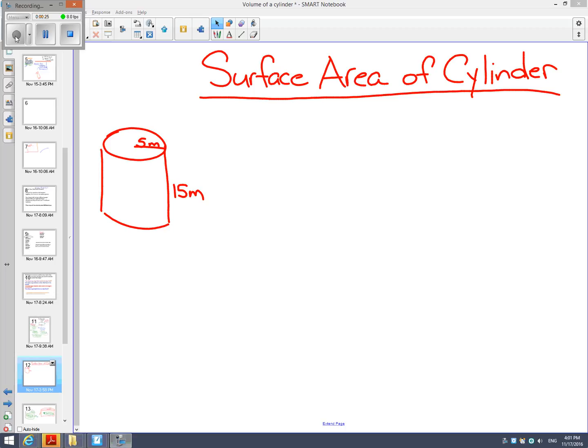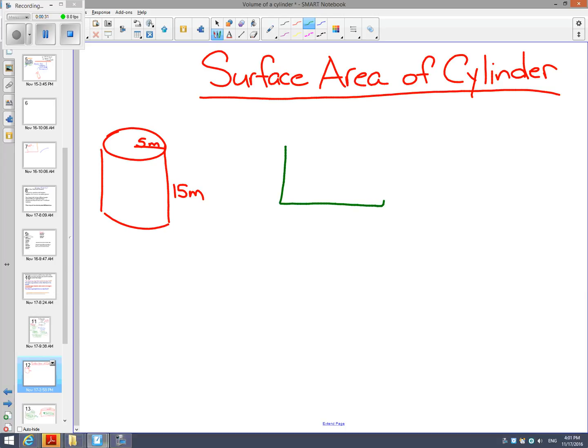The first thing we have to do is turn this into a net, so we're understanding all of the different shapes that are a part of this three-dimensional shape. If we do a net of a cylinder, and when we took it apart today, that's what it looks like. The next thing that's really important is that you label the stuff that you know. So we know that this was 5 meters, and we know that this height here was 15 meters.